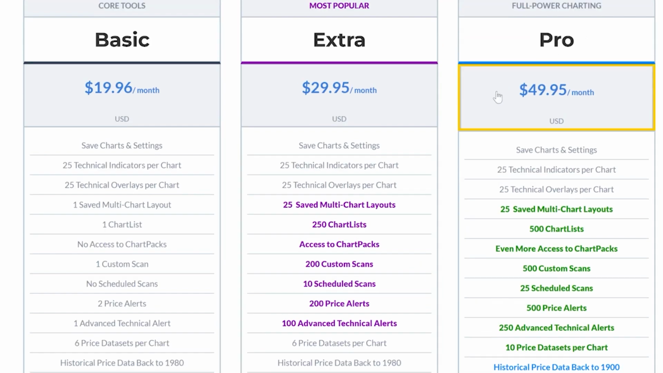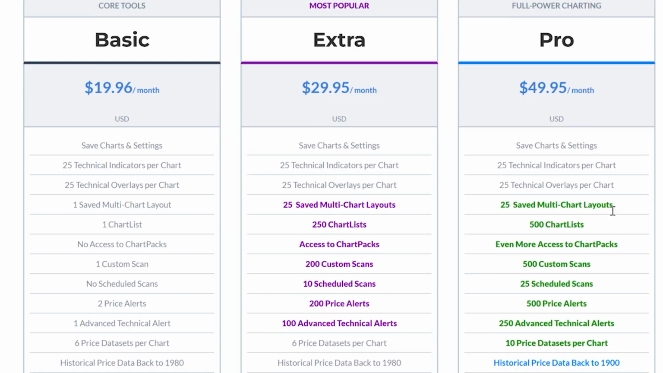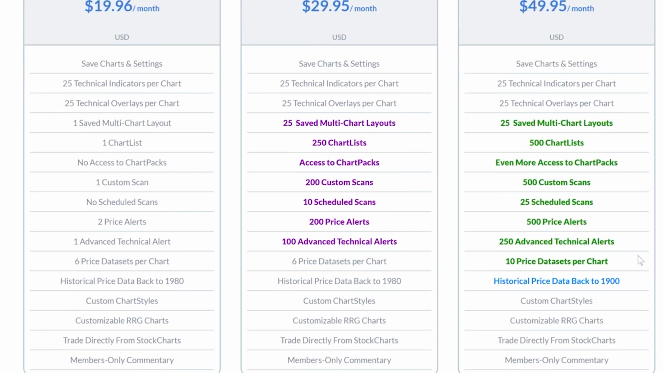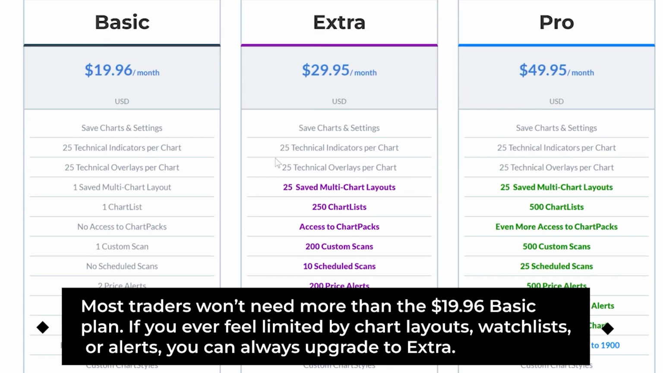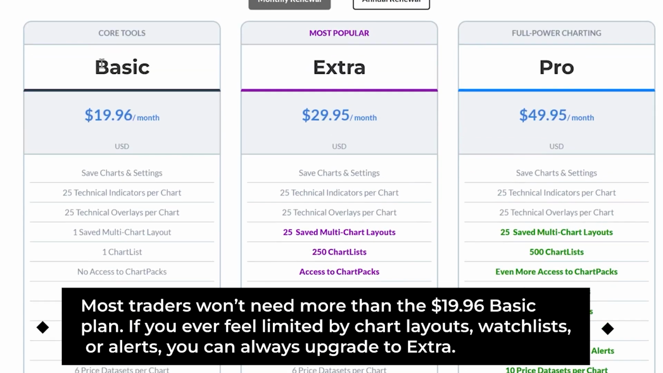The Pro plan, $49.95 per month. Again, you're getting more of all of this scanning and alert capabilities. And the other thing it's going to do is give you historical price data from, instead of 1980 with the other plans, you're going to get data all the way back to 1900. Most traders aren't going to need that, so I think most traders are going to be okay with the Basic plan for $19.96 per month.